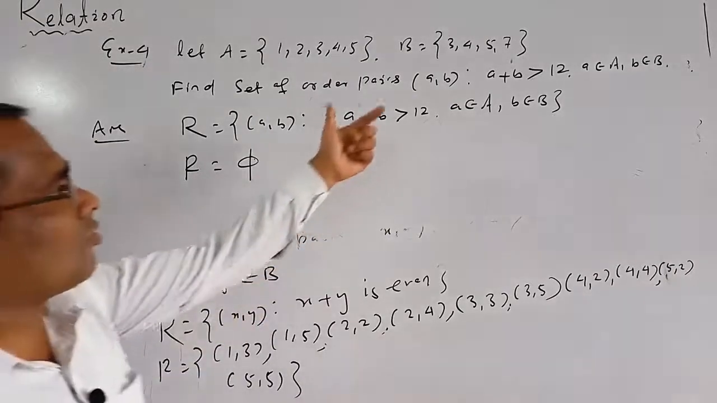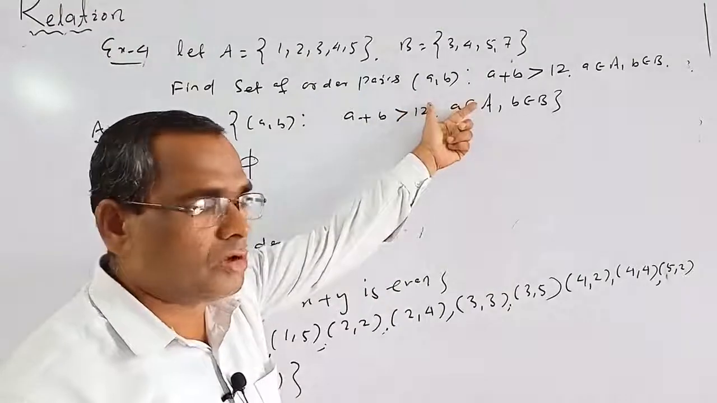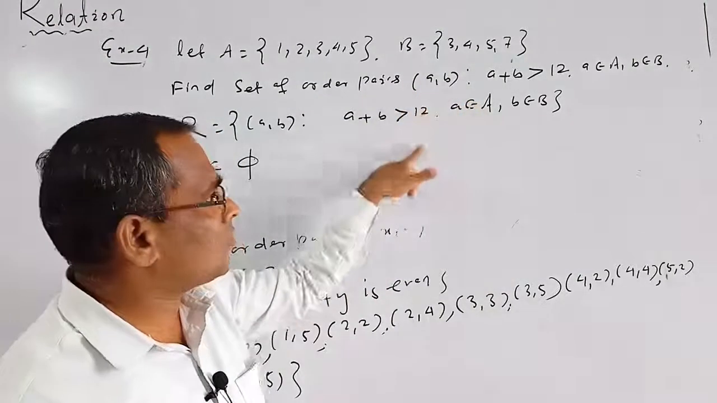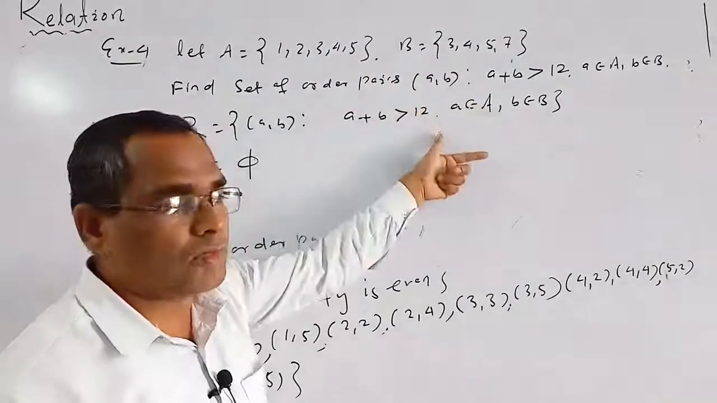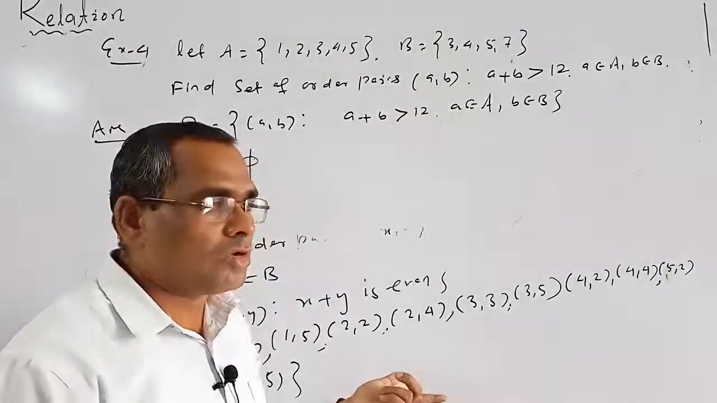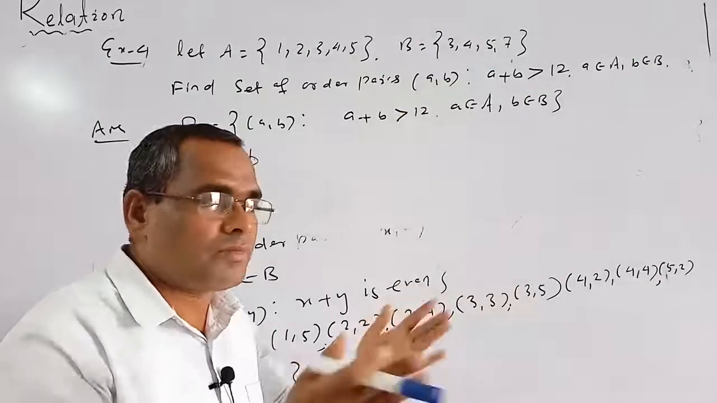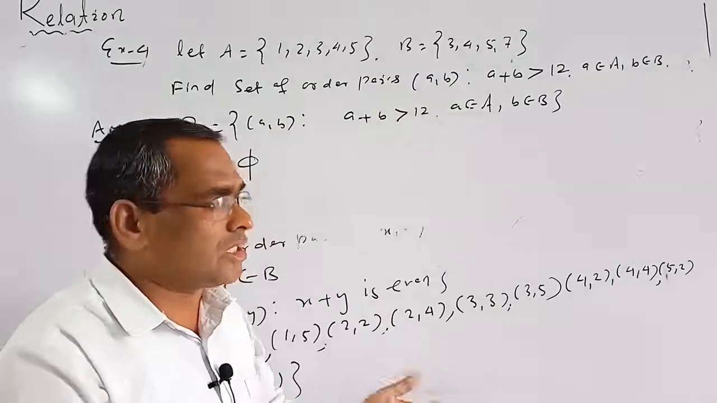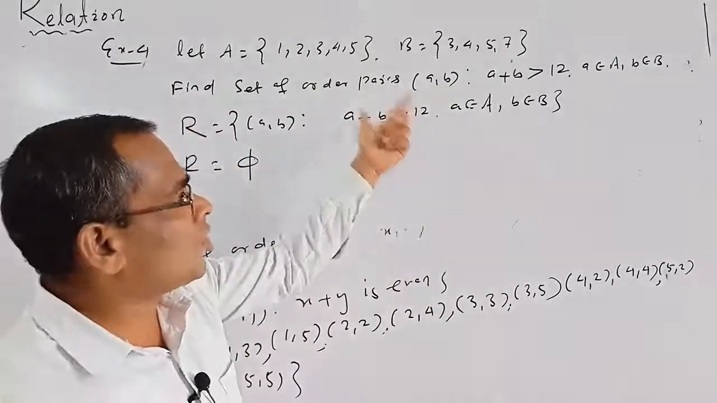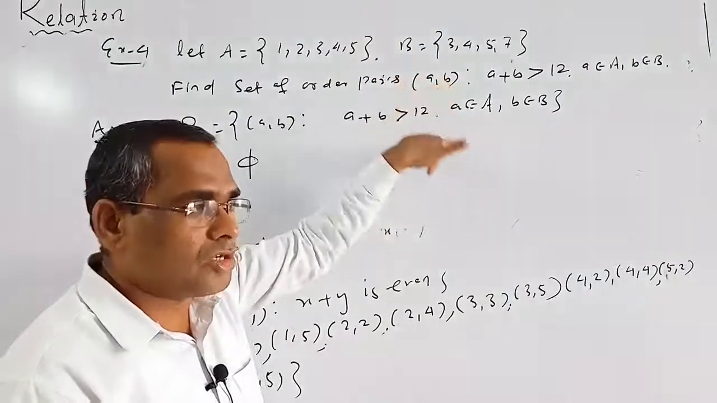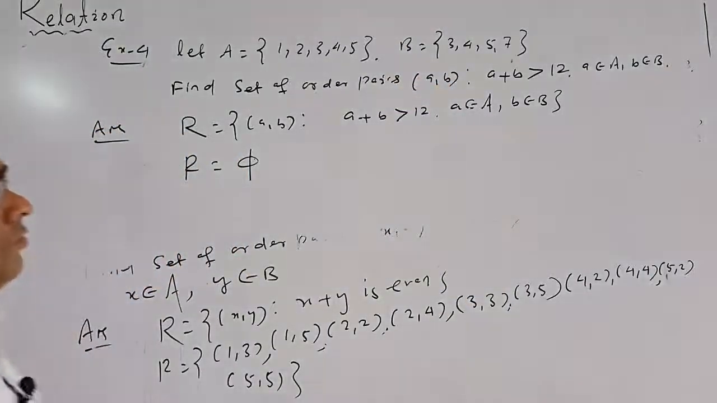There are no ordered pairs possible where a plus b is greater than 12 or greater than 13. So that set is phi. So phi is also a relation. What is a relation? The relation is that the sum of two numbers is greater than 12 in that set. So phi is also a relation from A to B because phi is a subset of A cross B.